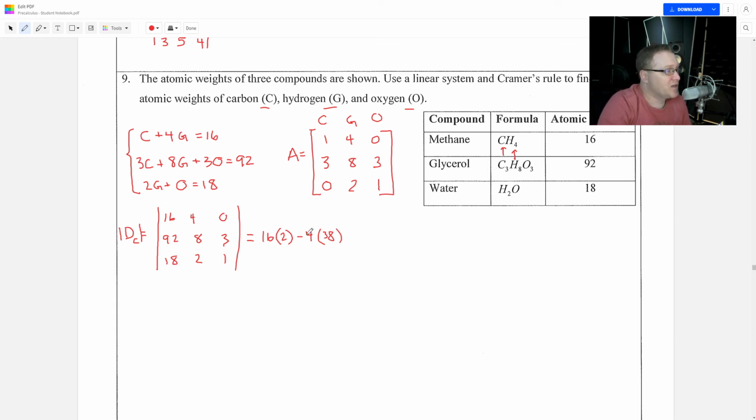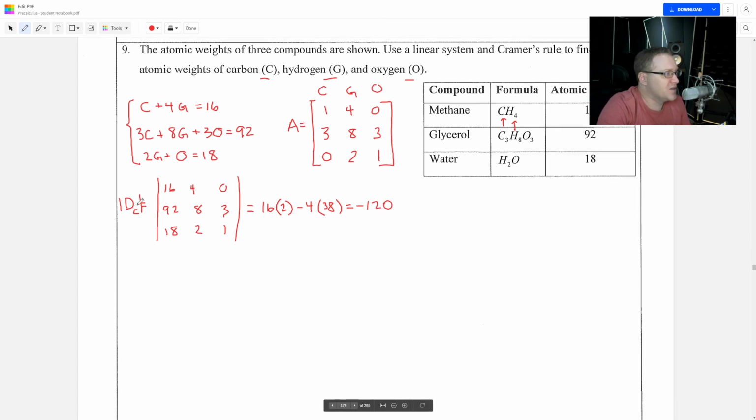And then we're going to plus 0 times blah, blah, blah. But 0 times blah, blah, blah is going to be 0, so we don't even need to mess with this. All right, so we're done there. So it's 32. I'm going to multiply this out on the calculator. We have 32 minus 4 times 38, which is negative 120. All right, so this is negative 120. Great, so that's the determinant of DC.